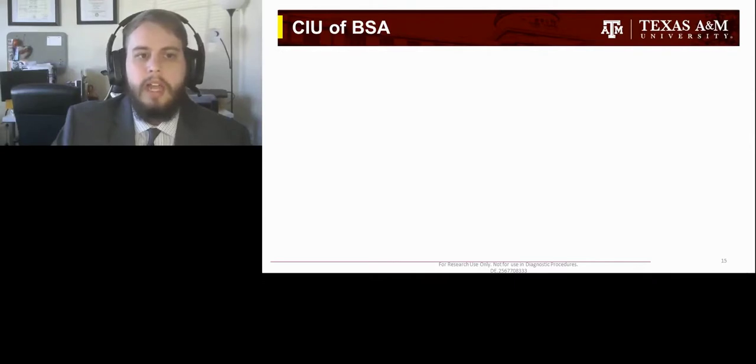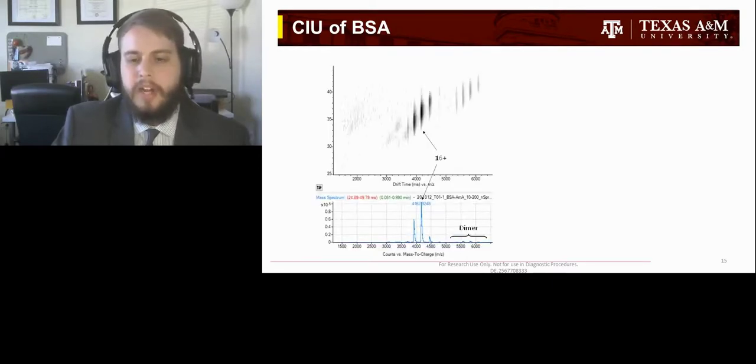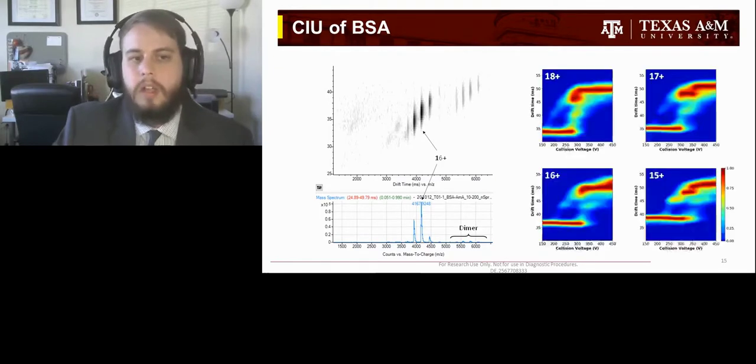We've also looked at collision-induced unfolding of bovine serum albumin using some of the newer technology that's been developed. In general, at low collision energies, we see the monomeric BSA complex centered at around 16 plus using our device, as well as some low relative abundance dimer signal. As we collisionally activate these ions, we can start to unfold them. Especially on the 15 plus, we can start to see these different features populate as we unfold the BSA monomers into their unfolded non-native states in the gas phase.